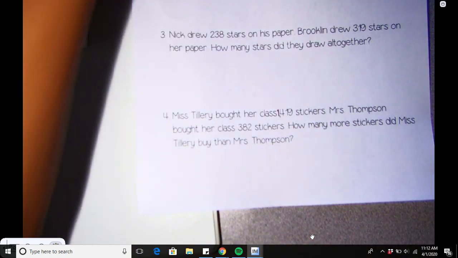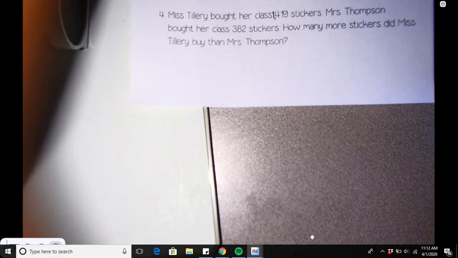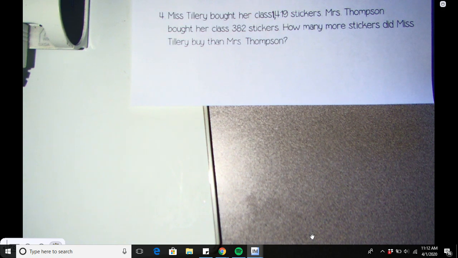Now, like I said, I'm going to put this on Dojo, and you are going to be responsible for the final question. You can work on it at your own pace. It said Miss Tillery bought her class 1,419 stickers. Miss Thompson bought her class 382 stickers. How many more stickers did Miss Tillery buy than Miss Thompson?